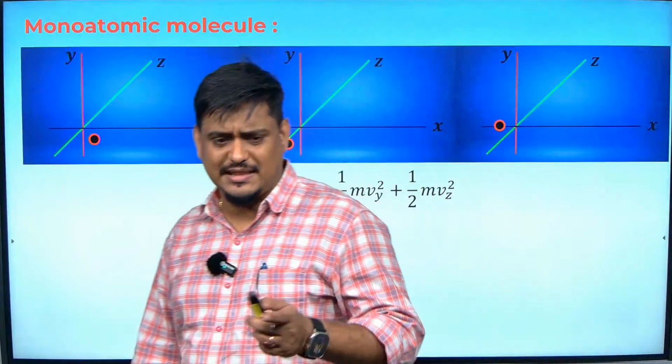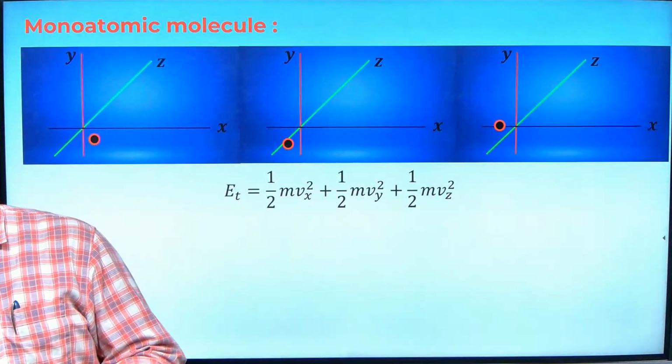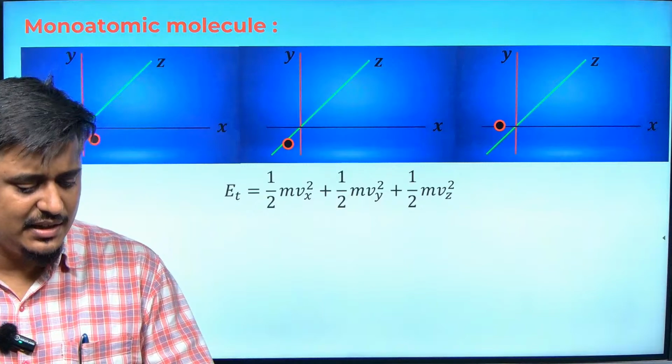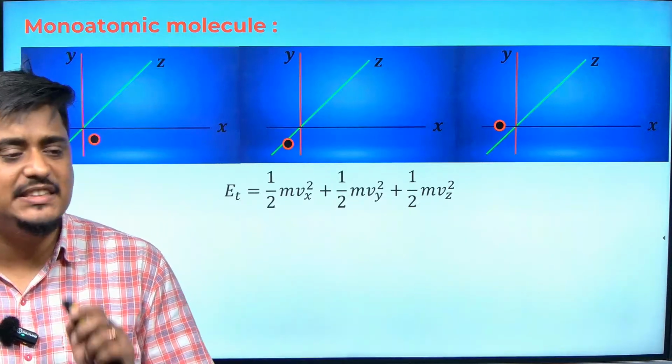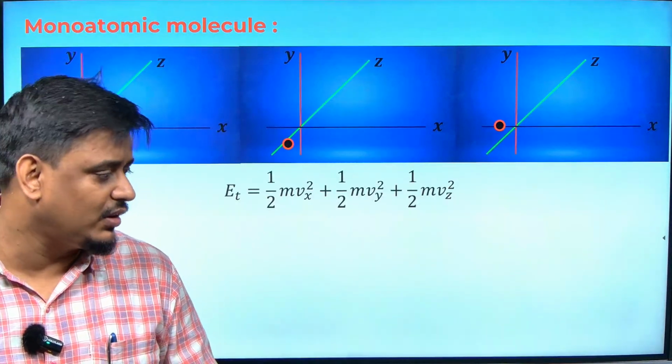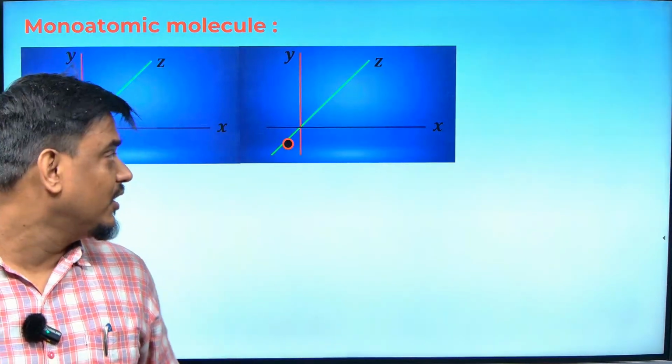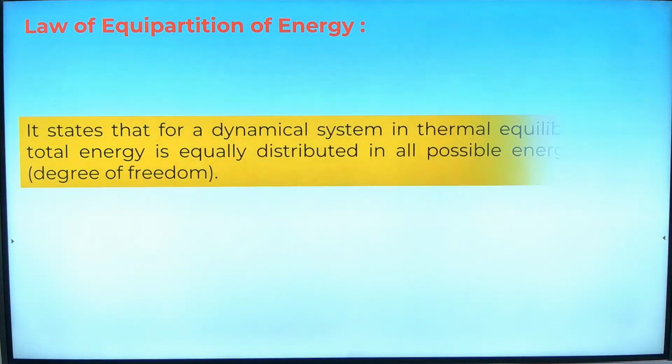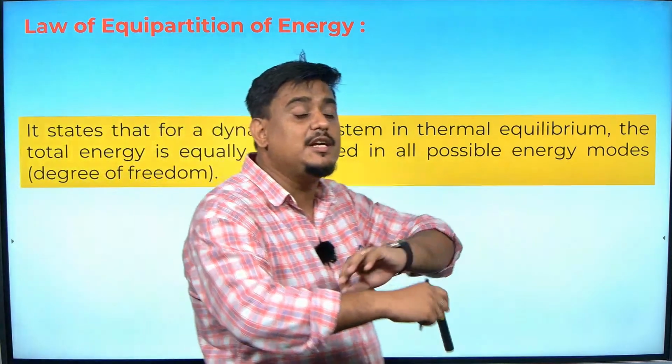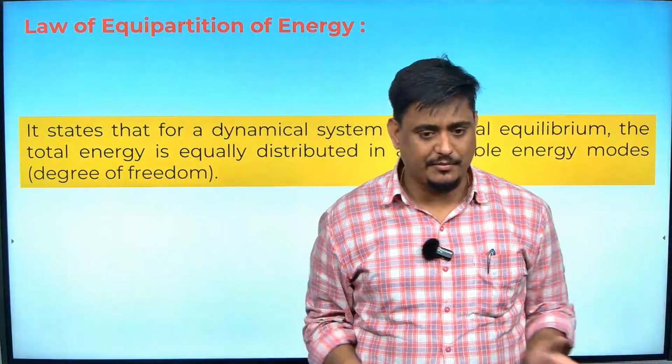So I said in the beginning today, nature makes no discrimination. Nature says that for every gas, based upon its degree of freedom, we will allot the energy. So if I go back and tell you, this is what the statement is. It states that for a dynamical system in thermal equilibrium, total energy is equally distributed in all possible energy modes. That is only called degree of freedom. That is, how many degrees of freedom are there? They will equally divide among all degrees of freedom.